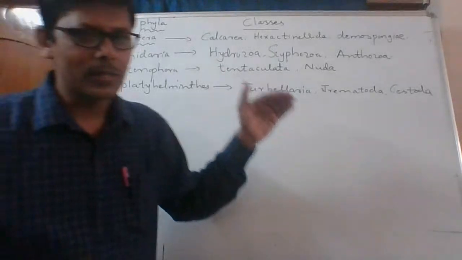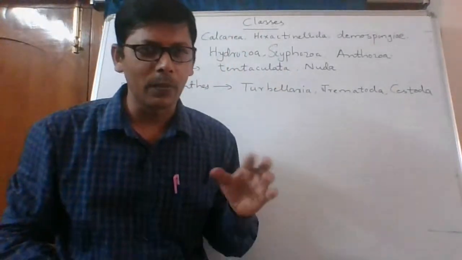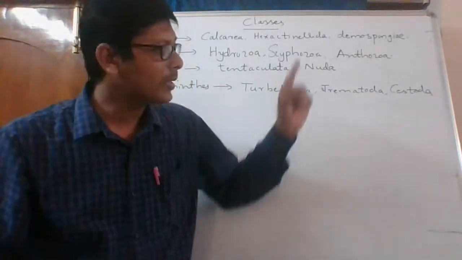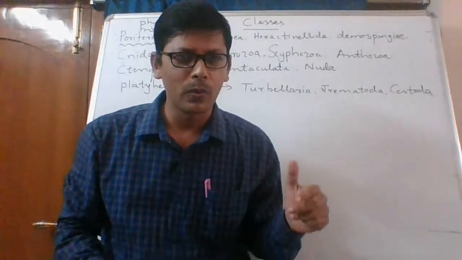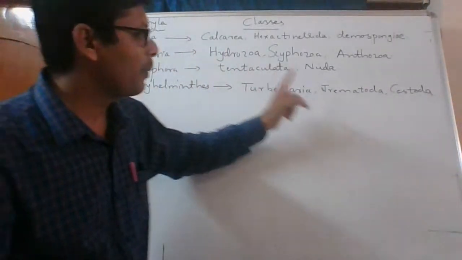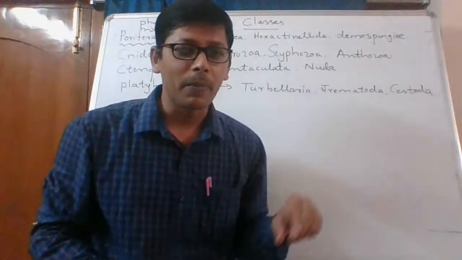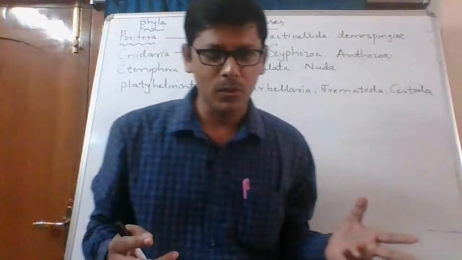Okay, again I start my song from here. Calcary hexagonal demospongia, Hydrozoa, Stichozoa, Anthozoa, Tentaculata, Nuda, Tentaculata, Nuda, Turbillary Trematoda, Cestoda, Turbillary Trematoda, Cestoda, Turbillary Trematoda, Cestoda.